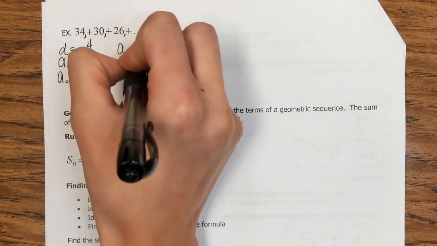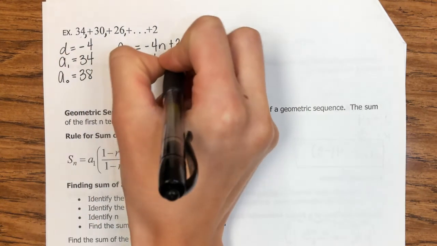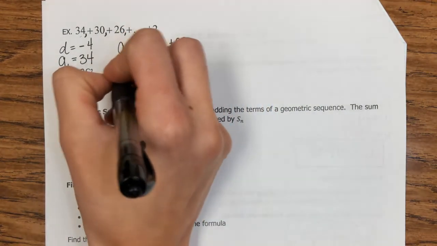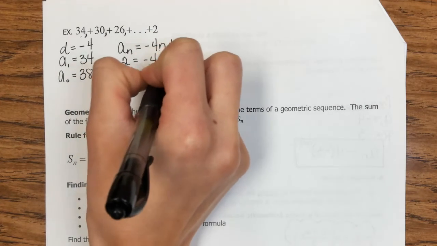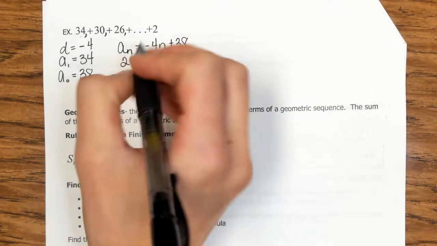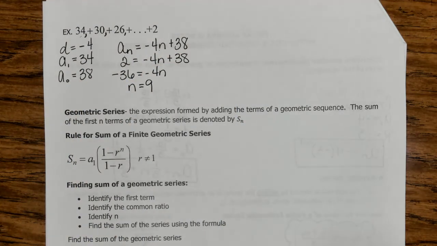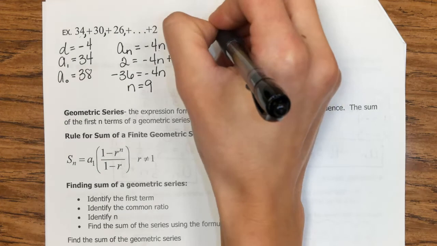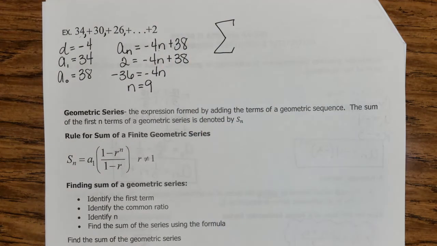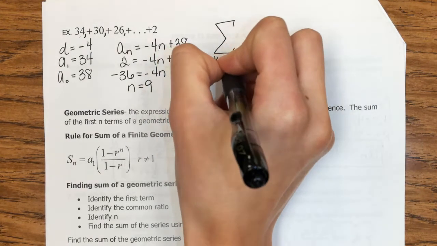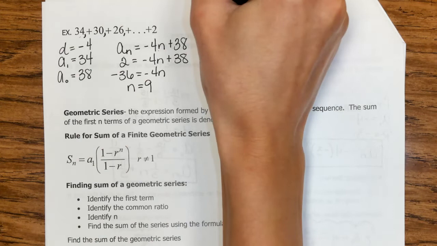So I'm going to have 2 is equal to negative 4n plus 38. Subtract your 38, you get negative 36 equals negative 4n. Divide by negative 4, n is equal to 9. Okay? So, if you want to write it in summation notation, you can. You don't have to if you know your formula. But summation notation would be k is equal to 1, and then I'm going to 9.